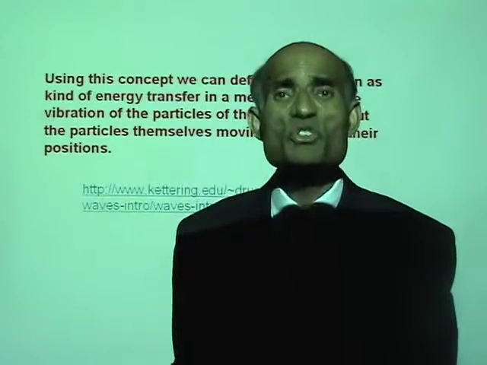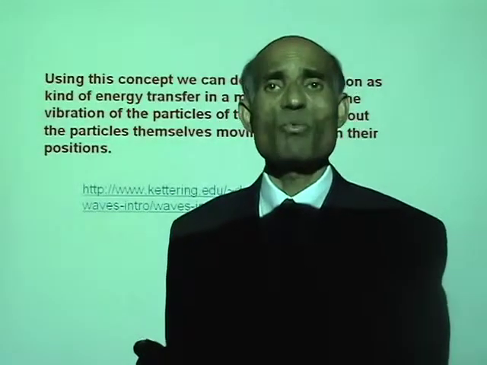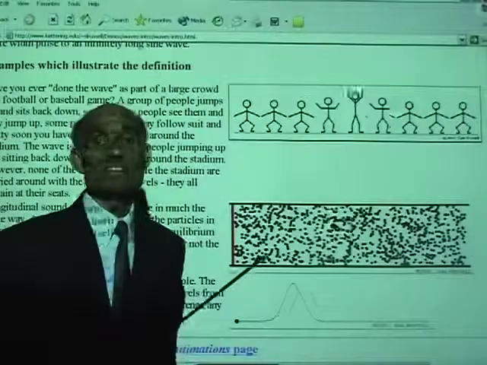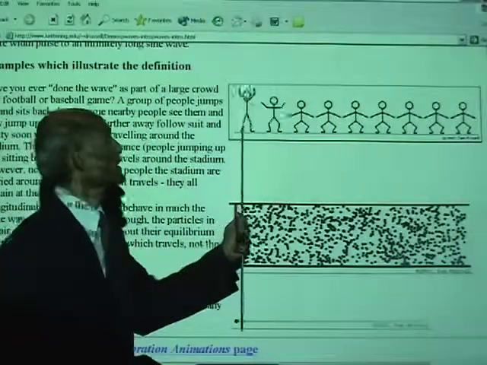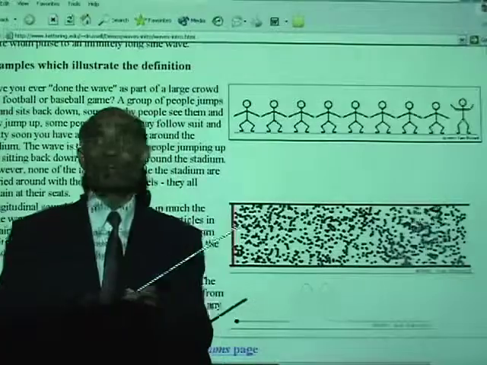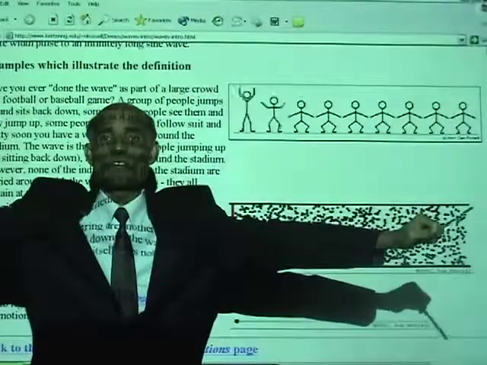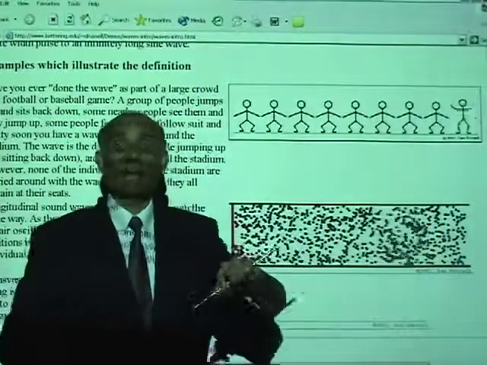Let me see if I can show you a couple of illustrations of wave motion. Now, watch these three illustrations of wave motion. In the first example, we have a number of students holding hands and standing in a line.